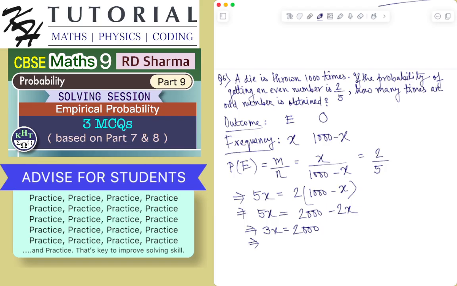Okay, so I have considered the number of times an even number was obtained is x. Then obviously the number of times an odd number was obtained should be 1000 minus x, and so the probability of an even number should be x by 1000. Why 1000 minus x? Small n is 1000.